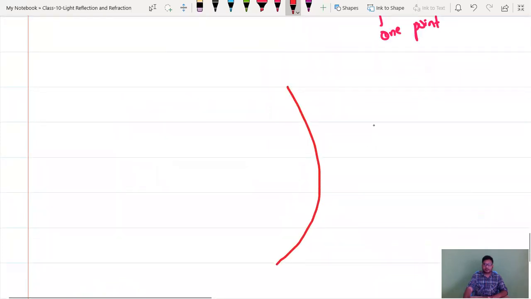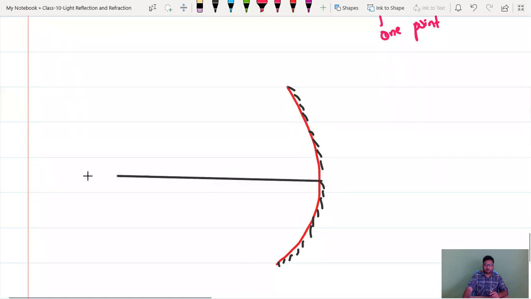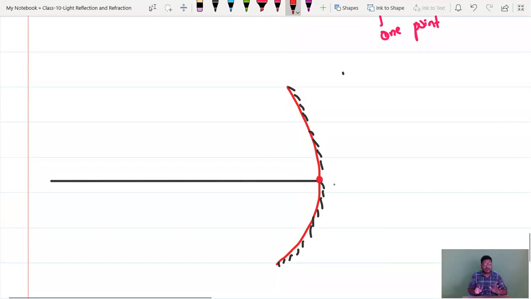This is the mirror. You have to shade this mirror such that it will become a reflecting side and a non-reflecting side. Next, you have to draw a straight line. This straight line is known as the principal axis, and the point of the principal axis which is touching the mirror. Exactly, the principal axis will be at the center only, guys.